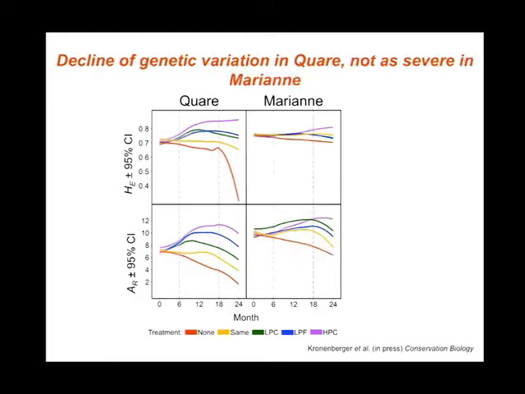This is compared to the Marianne, which first of all starts out with higher variation. That's similar to what we saw with the effective population sizes. And the differences in loss of variation are less extreme in this Marianne drainage.